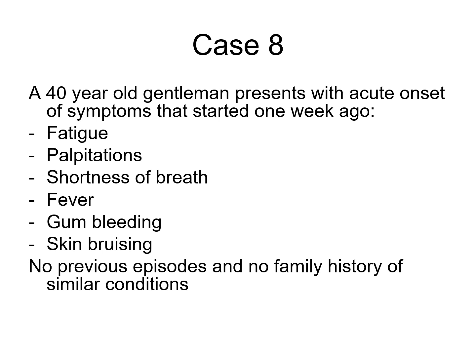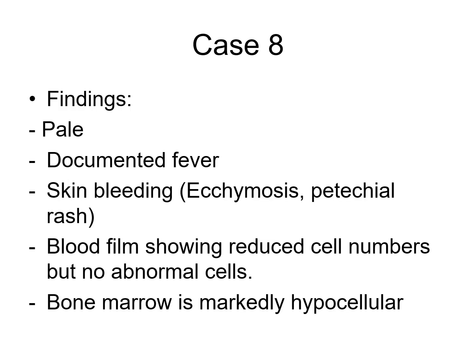There are no previous episodes of such a condition, and no family history of similar conditions or symptoms. The findings: this patient is pale, with documented fever, a skin bleed, ecchymosis, and petechial rash again. The blood film does not show the abnormal cells that we demonstrated in case number 7, but it shows reduced cell numbers, with no abnormal cells. So there are no abnormal cells replacing the bone marrow, but the bone marrow is markedly hypocellular.